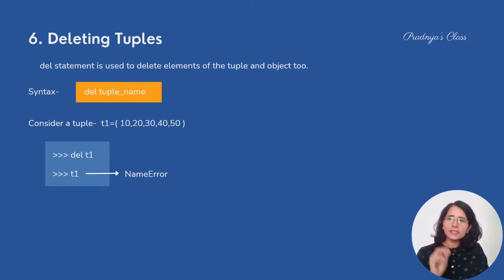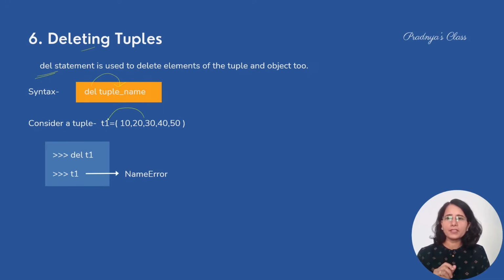Now we will be discussing deleting the tuples. You know tuple is an immutable data type, so we cannot delete the individual element of the tuple, but we can delete the whole tuple. To delete the whole tuple, we can use the del statement. So here is the syntax. With del we have to mention the tuple name.